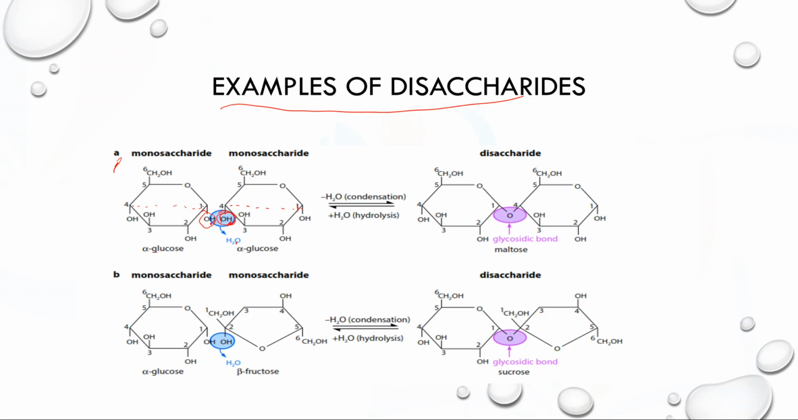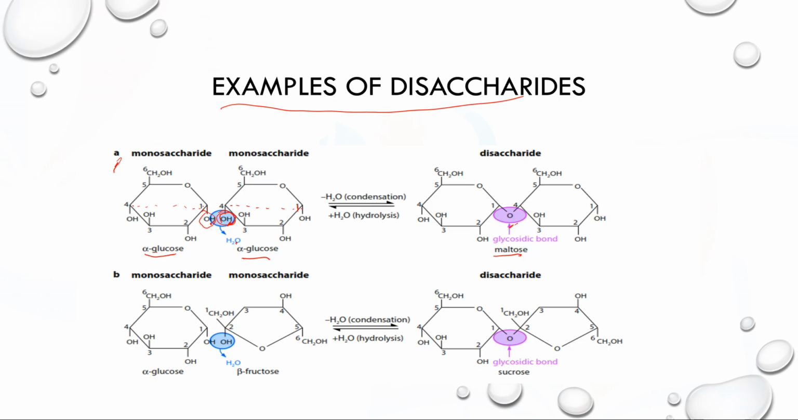So when they react, they undergo a condensation reaction. You can see the glycosidic bond here, right? So this forms water, and this is a disaccharide, and this is maltose. So maltose forms between alpha glucose and alpha glucose.